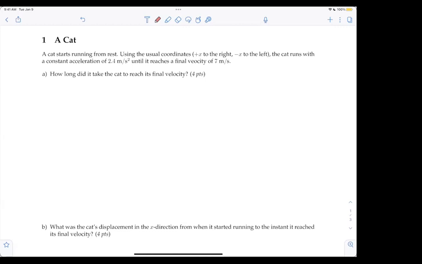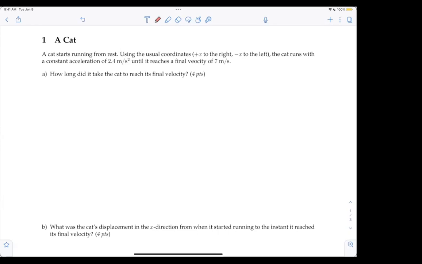Basically we have to figure out what variables we have access to, what are the known quantities and what are the unknown quantities. So we have constant acceleration, right? It's 2.4 meters per second squared. We know our final velocity is 7 meters per second, so we can immediately write that down here. A is 2.4 meters per second squared, and VF, which is final velocity, is 7 meters per second. So that's what we have available to us.